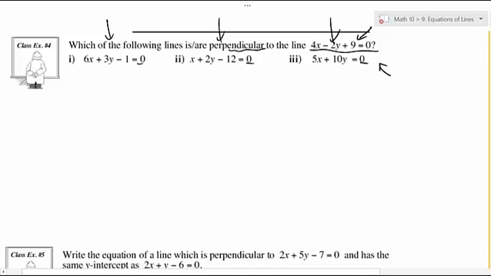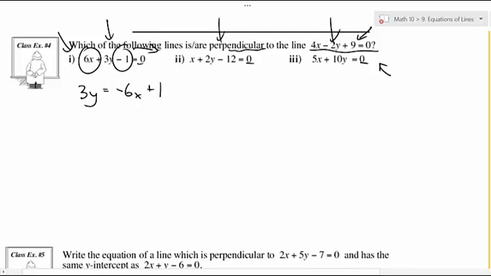I'm going to do one with you, and then I'm going to have you press pause and try the other two. So let's take a look at this first one right here. We've got 6x plus 3y minus 1 equals 0. So the first thing that we're going to do is take these things and move them to the other side. They become negative or positive depending on what they are. We're going to get something like this, 3y equals -6x plus 1.